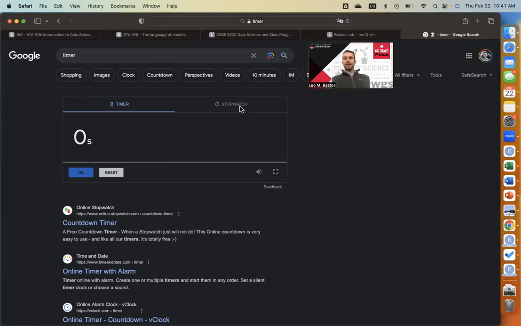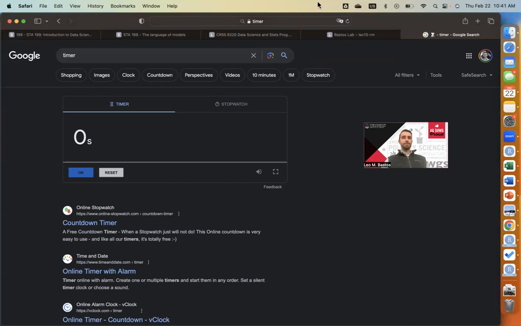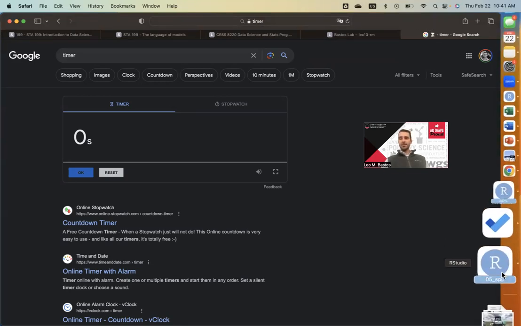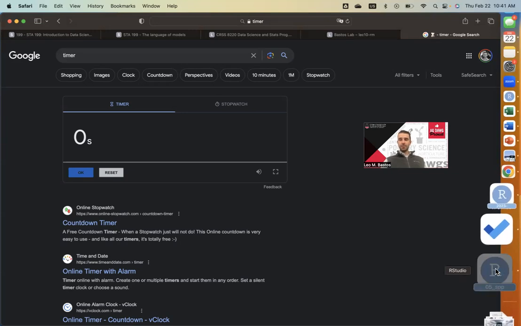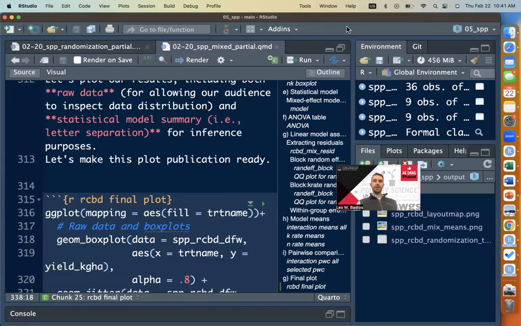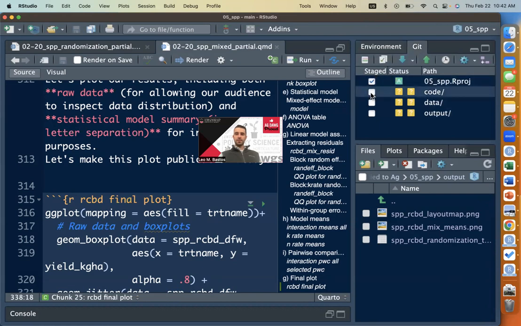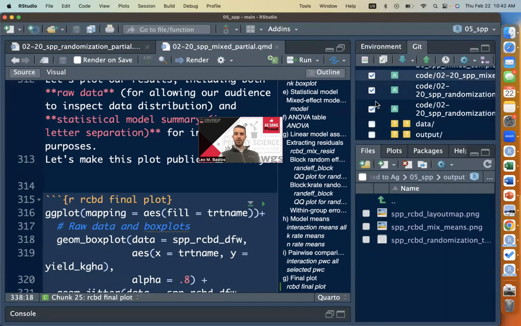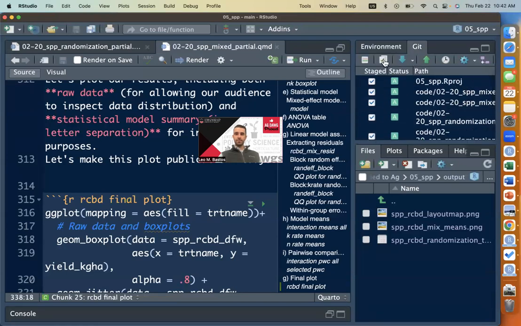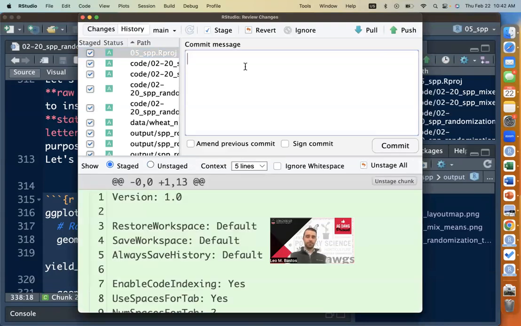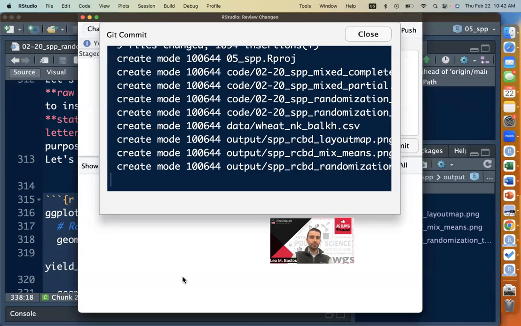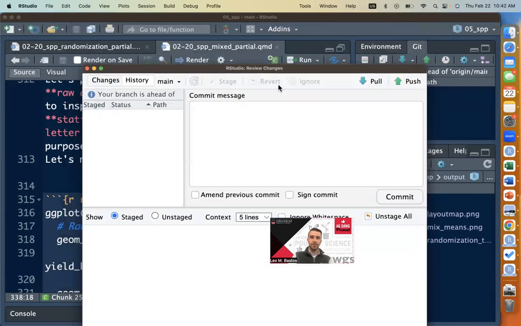All right, let's resume here after our break. One thing I forgot to ask you to do is, if you go back to your 05 SPP project, I do want to ask you to stage, commit, and push. So let's go ahead and do that. You can say something like "finished SPP exercise" in your commit message, or whatever you wish. Commit it, then close the window and push.